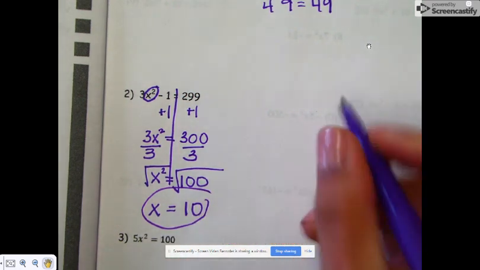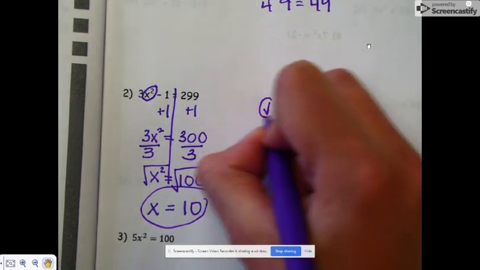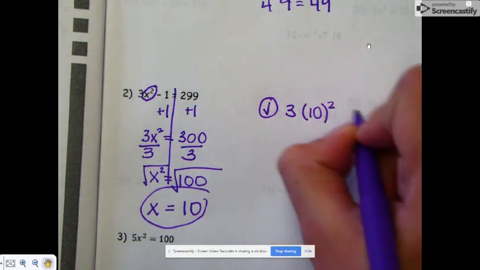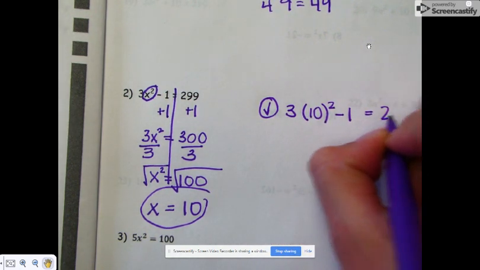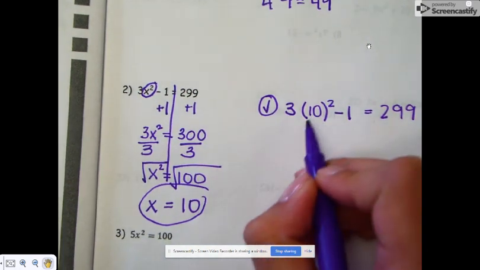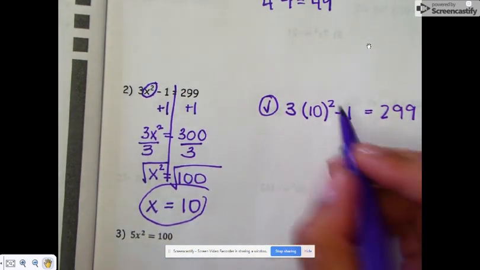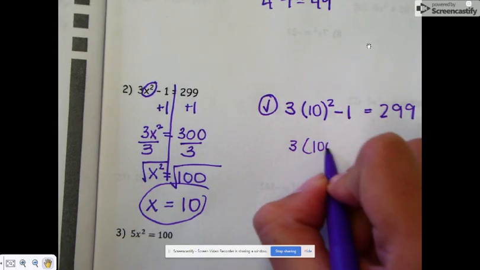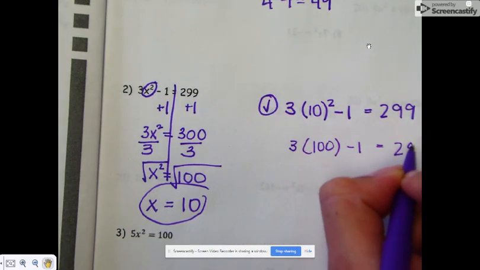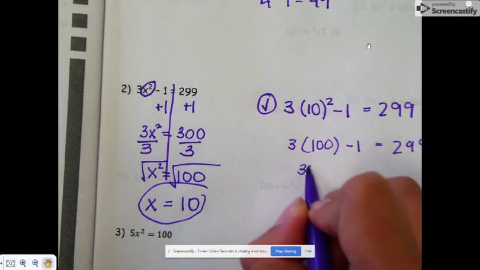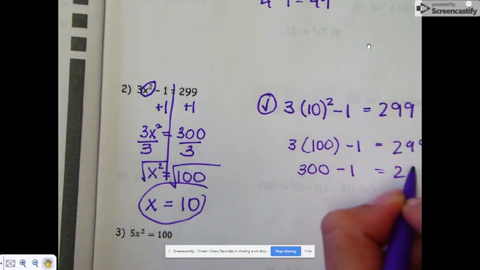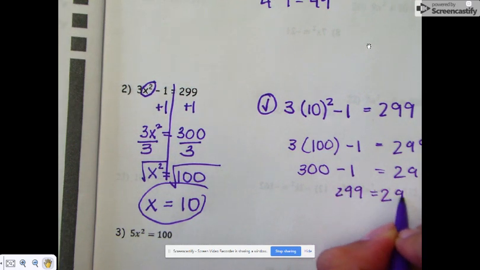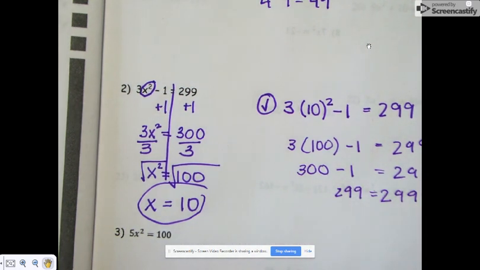Again, I can check my answer if I'm not sure if I'm right. I can do 3 times 10 squared minus 1, which should be 299. Remember, in this you have to use PEMDAS, so I'm doing my order of operations. Exponents come first, so 3 times 100. 3 times 100 is 300. 300 minus 1 is 299. Therefore, my answer is correct and that one worked.